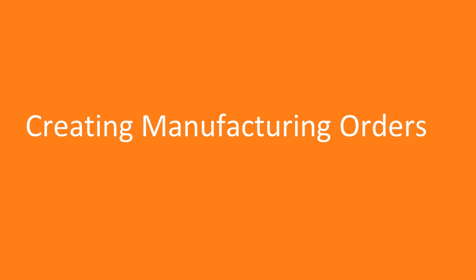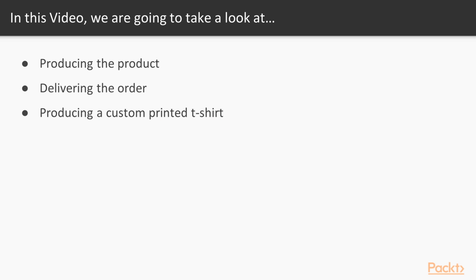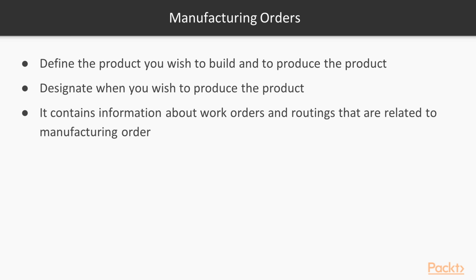Now let's move to the first video of this section, creating manufacturing orders. In this video, we will learn about producing the product, delivering the order, producing a custom printed t-shirt. Manufacturing orders define the product you wish to build, the resources required, and when you wish to produce the product. In addition, they can contain information about work orders and routings that are related to that manufacturing order.